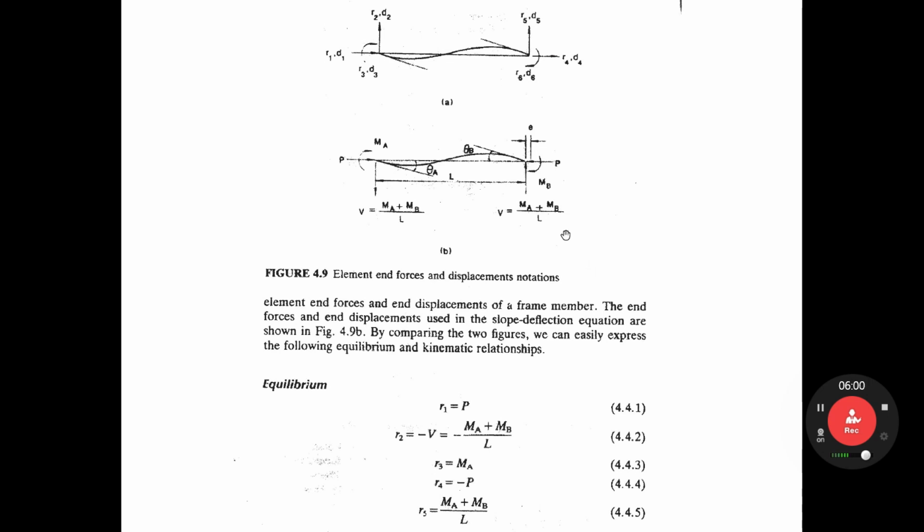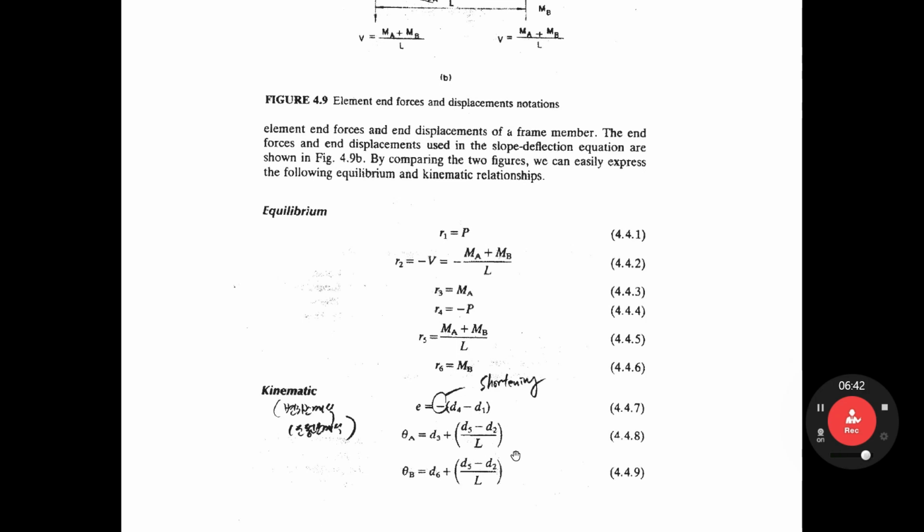And then you have another element, that is D2 and D5. That is vertical displacement. You can get the difference between these vertical displacements, let's say delta, divided by this L. Then you can get the theta, right? Another theta term. So theta A equals D3 plus the difference in vertical displacement over L, right? And then theta B, you can write like that.